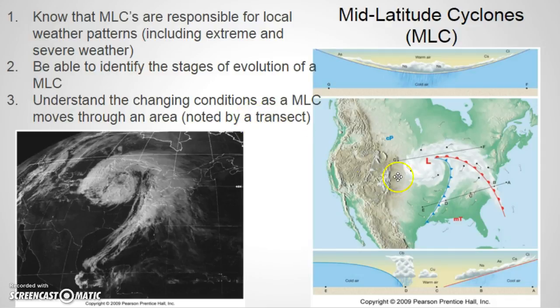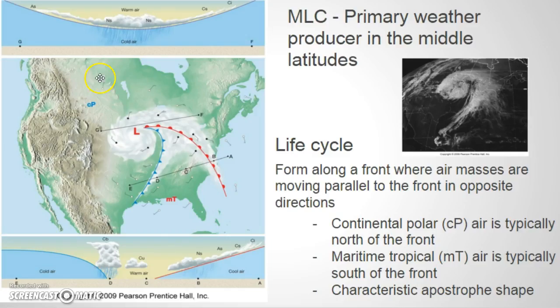And we'll talk about this in terms of what is denoted by a transect. And here there's two transects on this map. So notice the characteristic comma shape or apostrophe shape. We can see this a couple different ways. This is a signature look for it. An MLC is the primary weather producer in the middle latitudes.